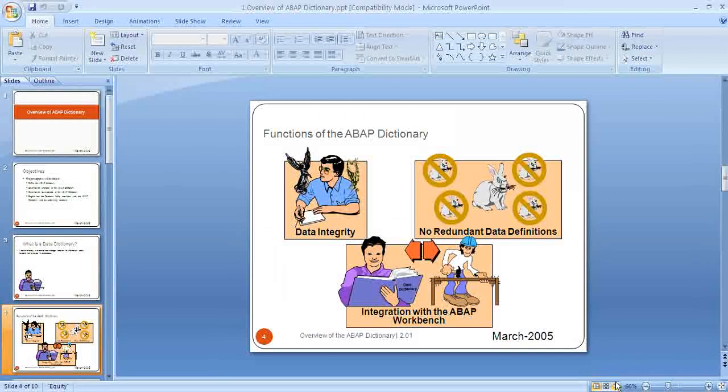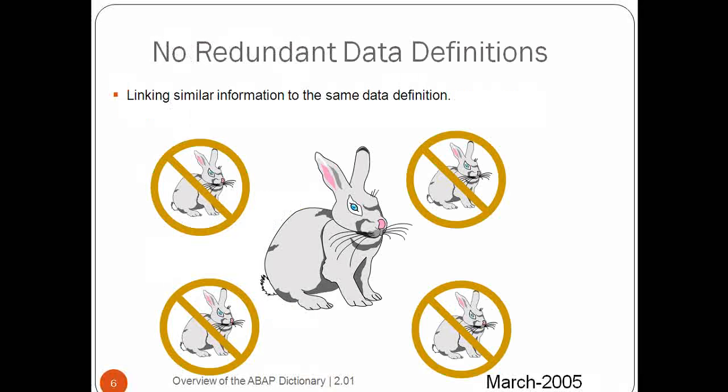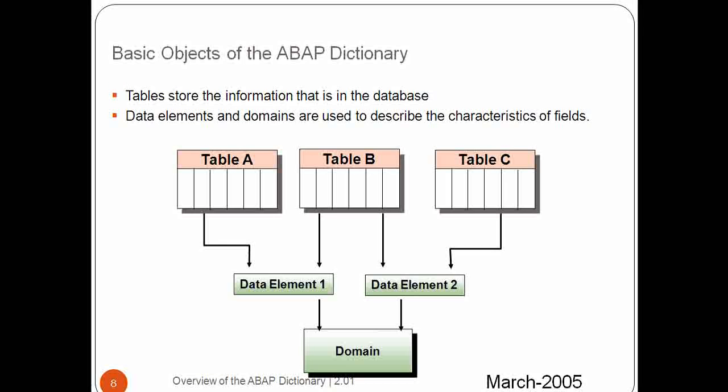So that's what it is talking about: integration with the ABAP workbench. You can navigate from here to there. Data integrity we have covered. Node redundancy. Integration with the ABAP workbench, you can navigate easily. Basic objects of ABAP dictionary. Now we are directly jumping into the screens. What are the basic objects of an ABAP dictionary? Tables store the information in the database. Data elements and domains are the others.